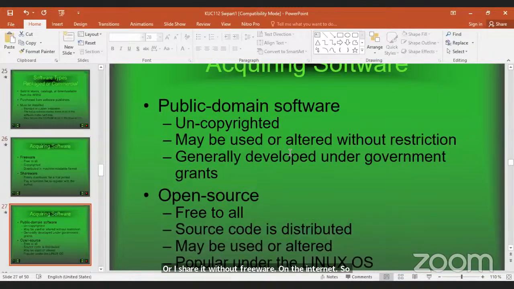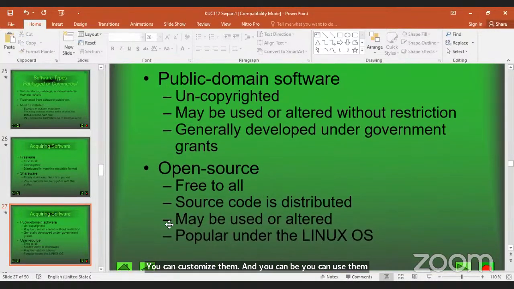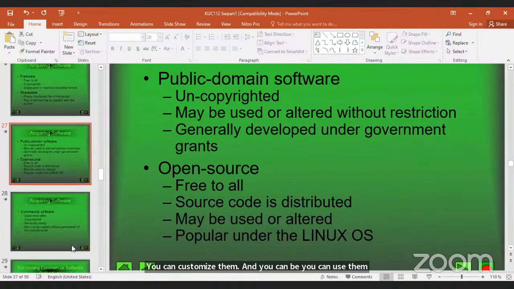So we have some software that is available on the web that doesn't have copyright. Some allows you to customize this software and also to reshare it. So these open source software are very free. You can customize them, you can use them, and also alter these kinds of software.